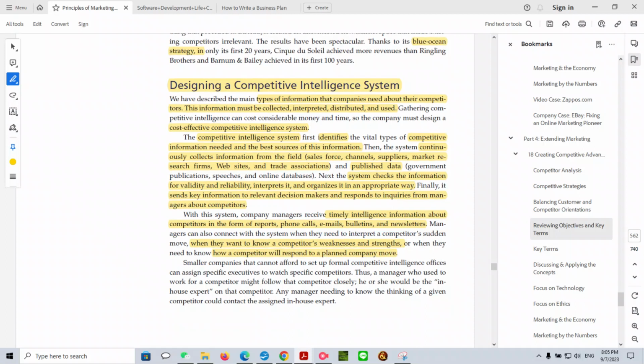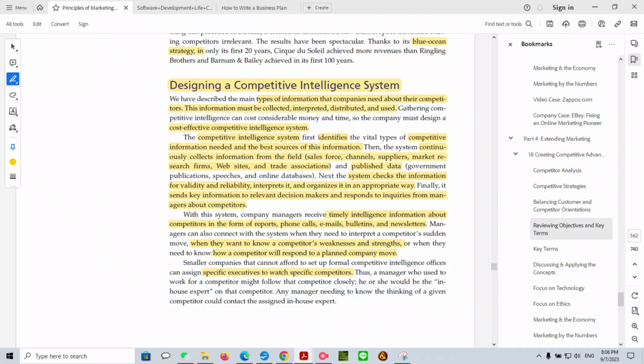Smaller companies that can't afford to set up formal competitive intelligence offices can assign specific executives to watch specific competitors. Okay, so that's another way. Thus, a manager who used to work for a competitor must follow the competitor closely. He or she would be the in-house expert. It's more of a difference between a bigger company that can subdivide the responsibilities among more people, or a smaller company with fewer people, such as a manager who does more tasks.